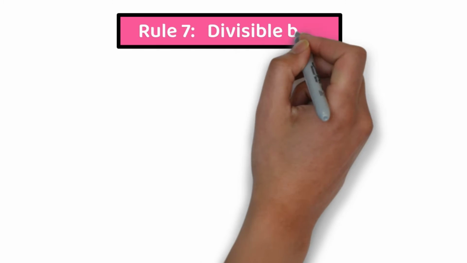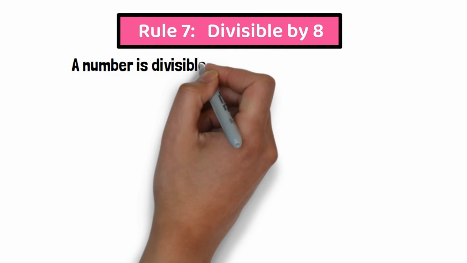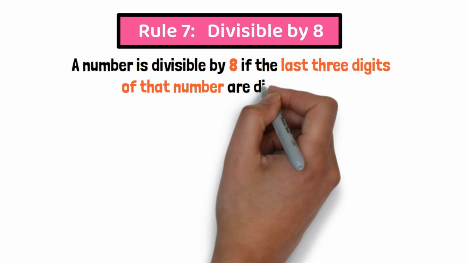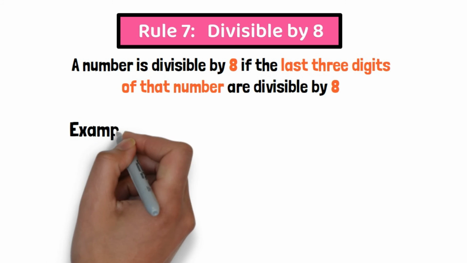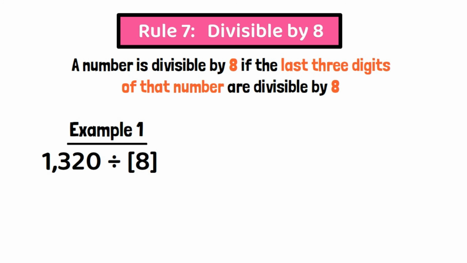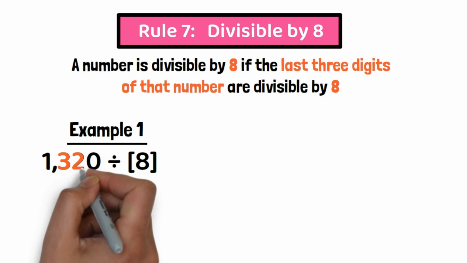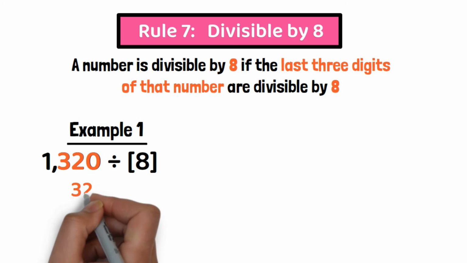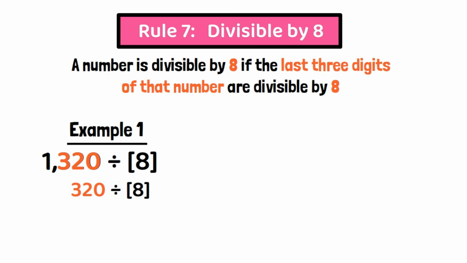Now we move on to rule number 7. Divisible by 8. A number is divisible by 8 if the last 3 digits of the number are divisible by 8. Let's check if 1,320 is divisible by 8. The last 3 digits is 320, which can be divided by 8 without a remainder. So our 1,320 is divisible by 8.